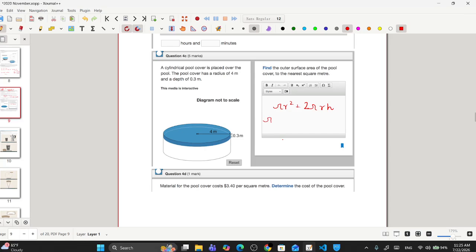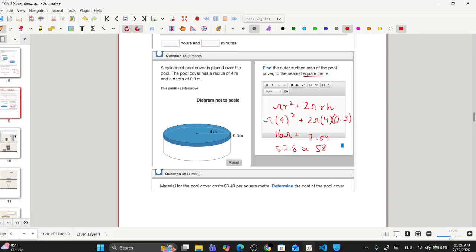So pi multiplied by r square, which is 4 square, plus 2 pi multiplied by 4 into 0.3. So if we were to solve it, we get 16 pi plus 4 multiplied by 0.3 multiplied by 2 pi. That becomes 7.54. And if we add this value to 16 pi, we get an answer of 57.8. And it says to the nearest square meter, so we will get 58.